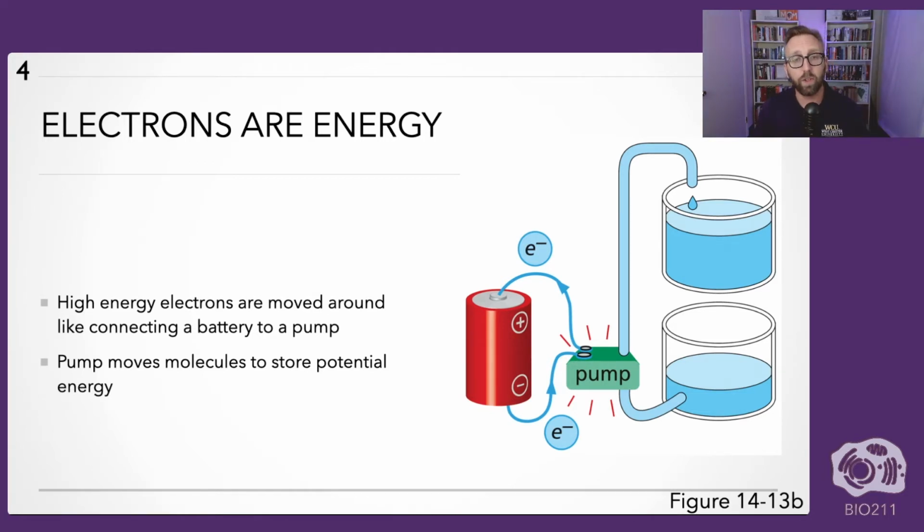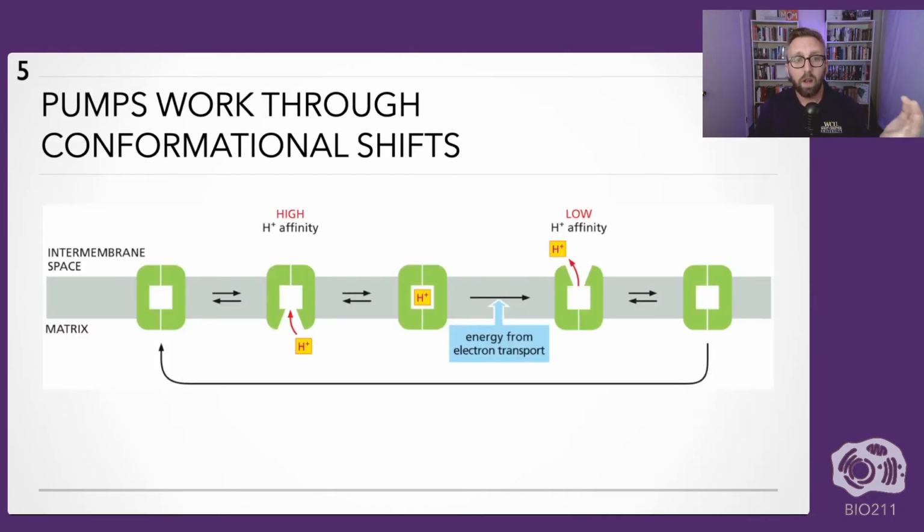The pumps that do this for the protons are these pumps that undergo these conformational shifts, in which one conformation has a high affinity for protons, and so when they hit, they stick, and then when it shifts to the other one, they have a low affinity, and so when it hits that, they go out into the high concentration area. That shift requires energy. That's how it can put a molecule from an area of low to high concentration against the concentration gradient.